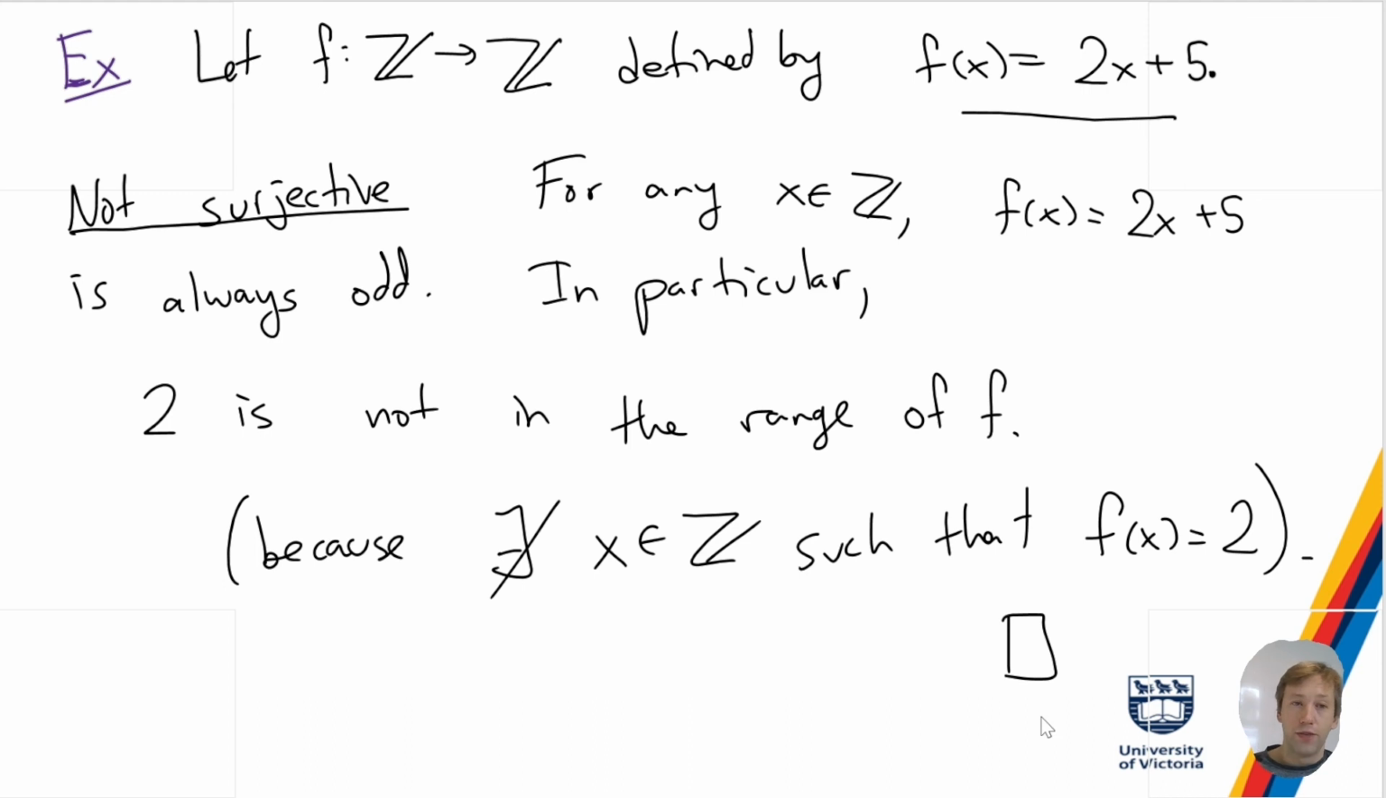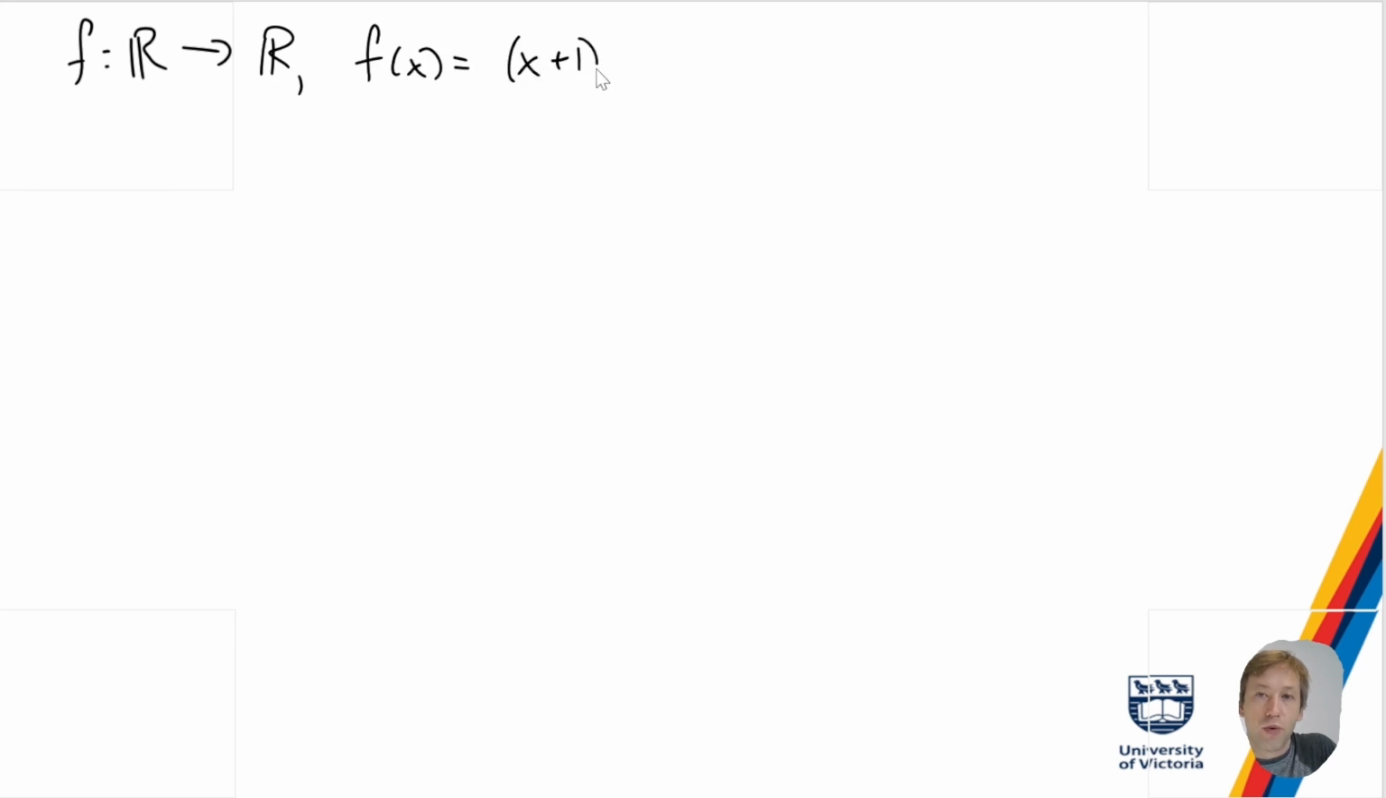Okay, so this is just trying to illustrate the fact that the domain and the codomain are really important when you're dealing with surjectivity. Okay, let's consider another example. Suppose that f maps the reals to the reals such that f of x is (x plus 1) squared minus 1.